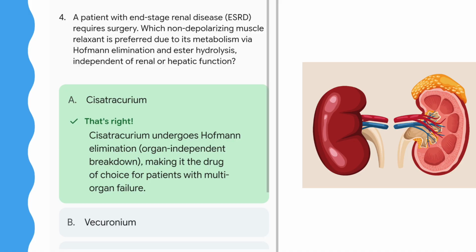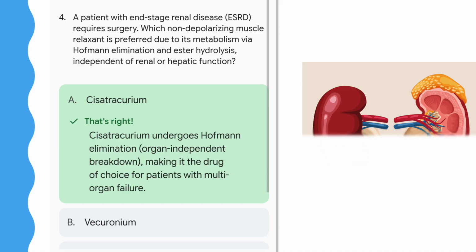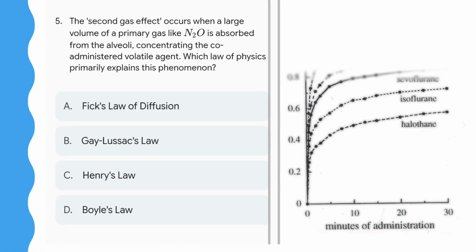It undergoes Hoffman elimination. What is that? It is independent of renal or hepatic function, an organ independent breakdown, making it the drug of choice for patients with multi-organ failure. Next question. Question number 5.